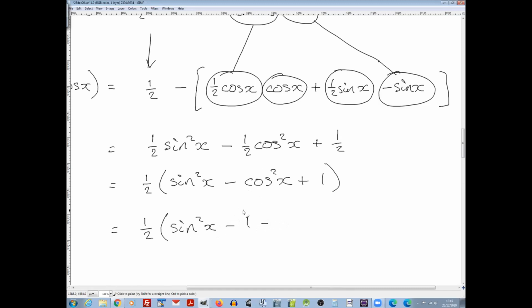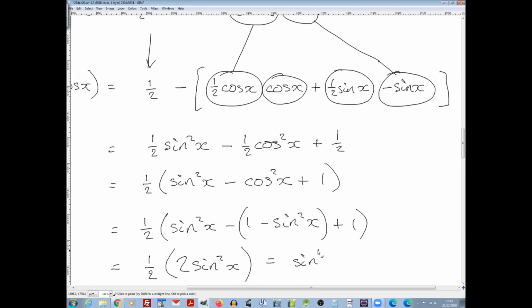Oh yes, we need a bracket here, don't we? So it makes it plus. Absolutely, yes. Cos squared is 1 minus sine squared, plus 1. And now what? Then you'll have half times 2 sine squared x. And then the ones cancel. That's it, yes, perfect. Times that by sine squared x.